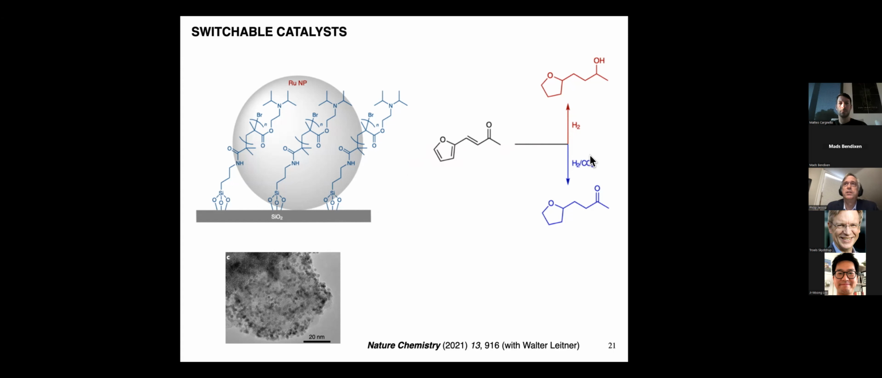That's because the CO2 actually gets converted to formate by hydrogenation when the CO2 is present, and we believe it's blocking some sites on the surface of the catalyst and giving it different selectivity. But if you remove the CO2, the formate decomposes and you go back to the other selectivity.